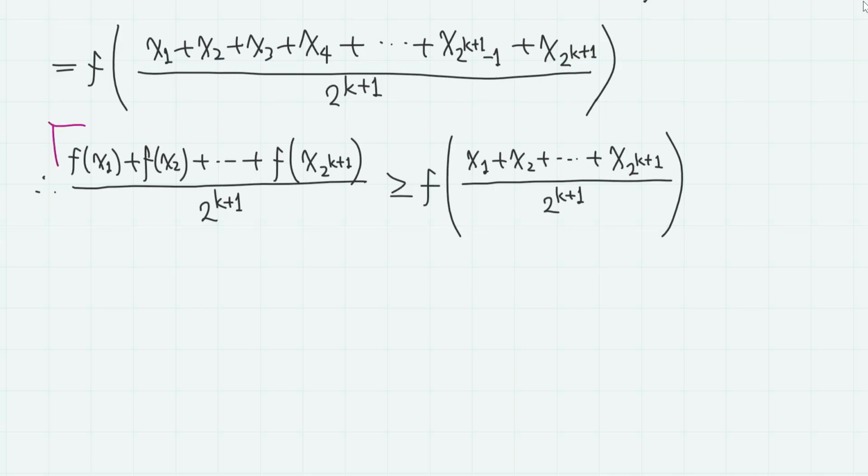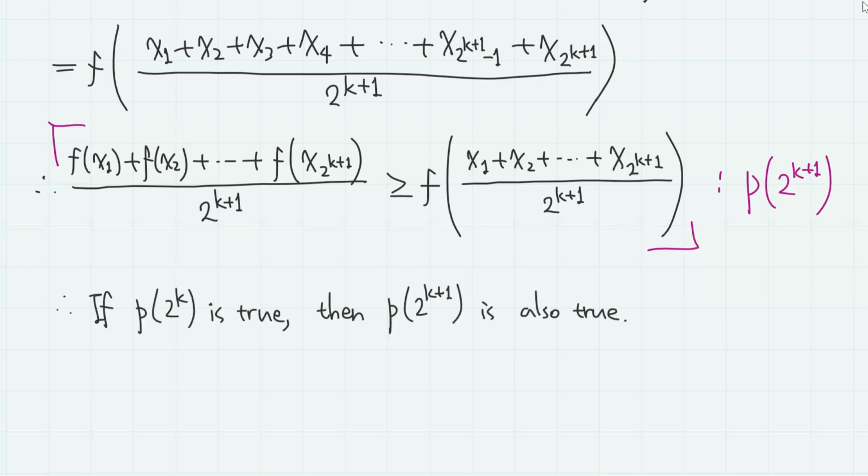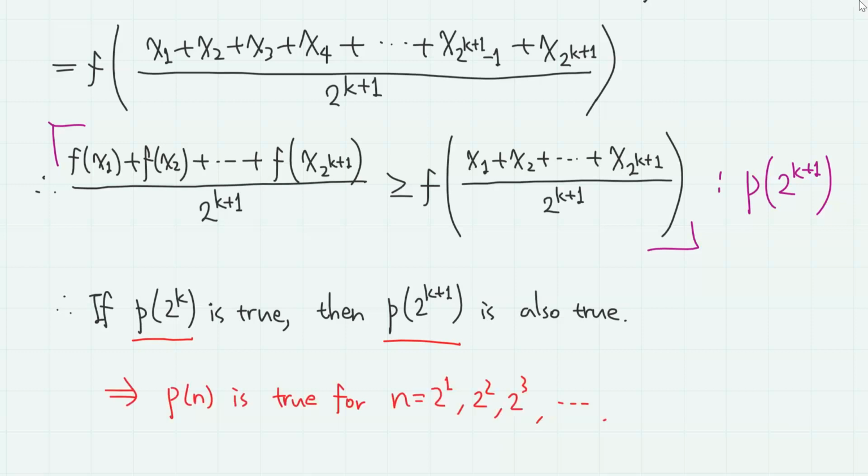Therefore, we have proved this inequality, which is the proposition P(2^{k+1}), and therefore we have proved the first part of our induction. If P(2^k) is true, then P(2^{k+1}) is also true. So now the given inequality is true for all powers of 2.